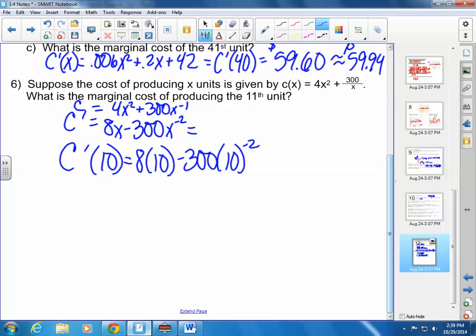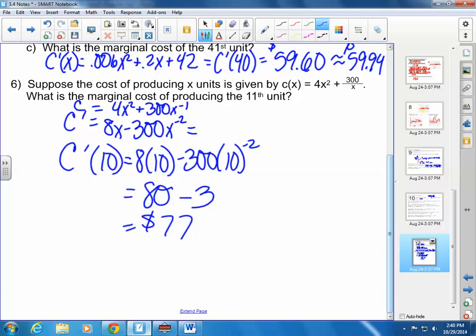Let's see, 8 times 10 is 80. That'd be 300 over 100, which is 3. She gets 77. It's a different function, so it shouldn't be close to that $60. The marginal cost of producing the 11th unit, if that's the function, is $77.